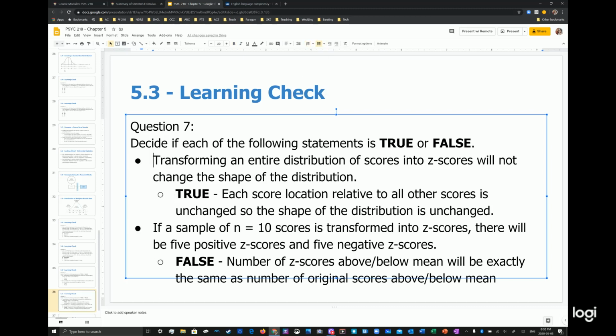So, for A here, transforming an entire distribution of scores does not change the shape. That's true. We're, in one sense, merely relabeling them. We're doing a transformation of each score, but we don't change its location. We don't move scores. We don't add or subtract anything. We find the deviation score and divide it by the standard deviation to figure out the number of standard deviations. That's what we're doing. So A is true.